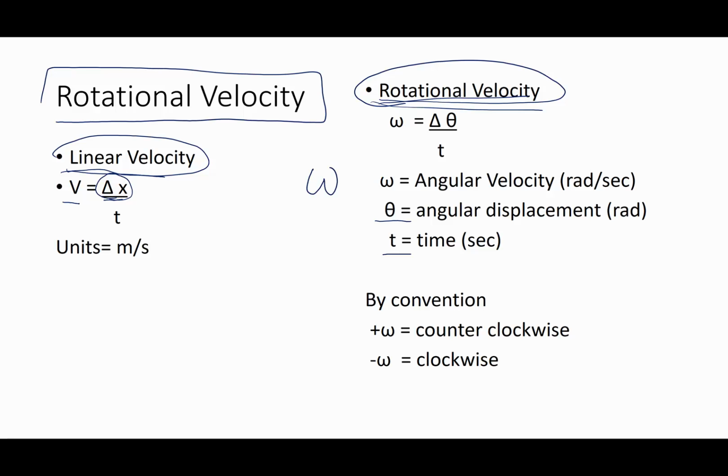This is lowercase omega. It looks like kind of a soft W. You may be familiar with uppercase omega. It looks like this, and that is the symbol for resistance in electricity, but we don't care about that. I just thought I'd mention it. Rotational velocity is change in displacement in radians per second, and so the units are going to be radians per second.